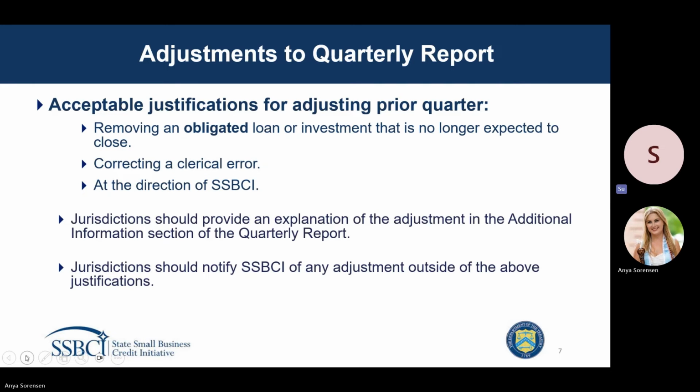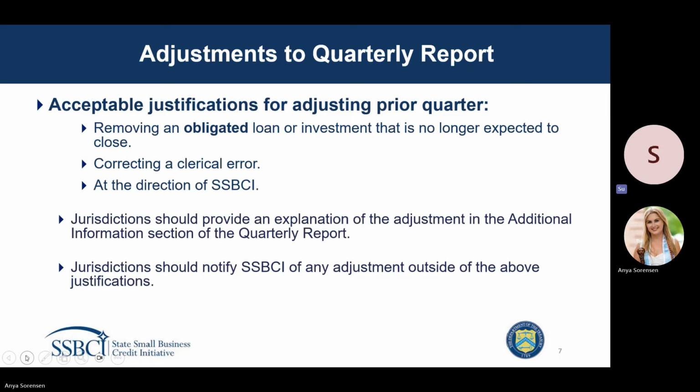Adjustments or corrections made to an amount reported on a prior quarterly report can be made on a subsequent quarterly report template. Jurisdictions that need to make adjustments to data reported in a prior quarter should enter the adjustment in the adjustment field of the quarterly report and provide the reason for the adjustment in the additional information section of the quarterly report.